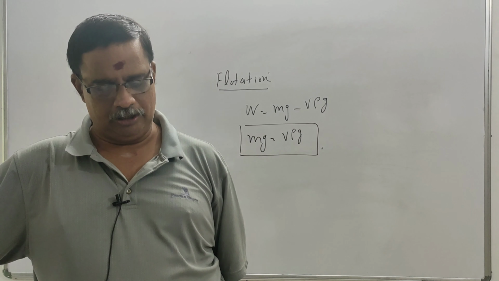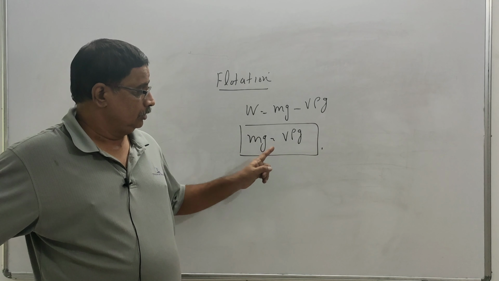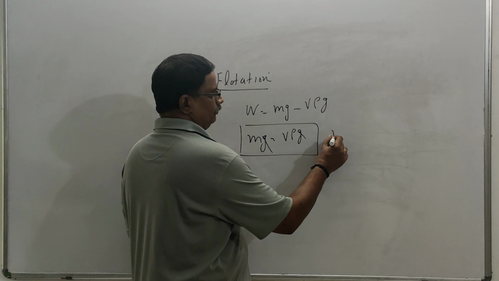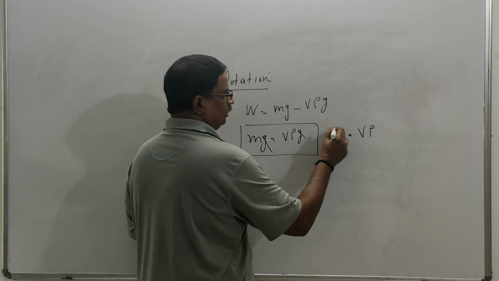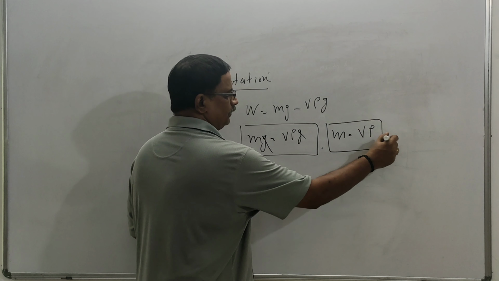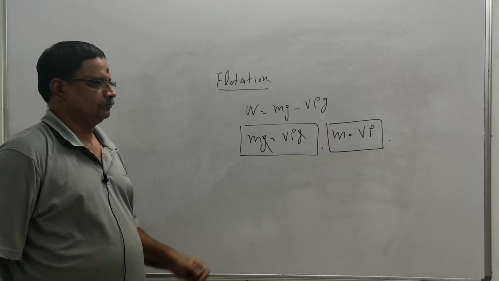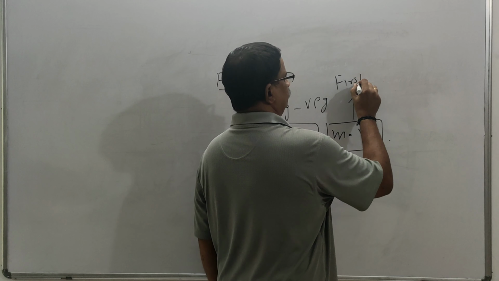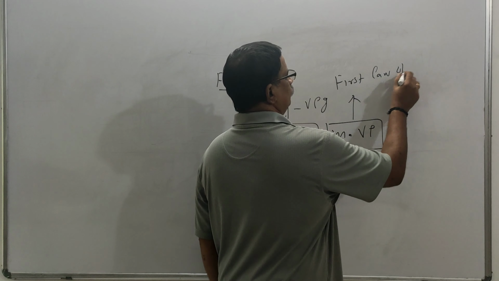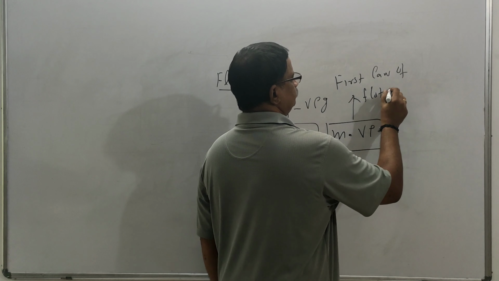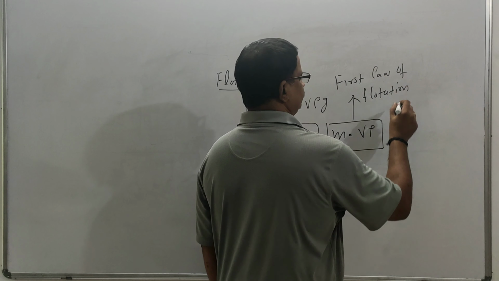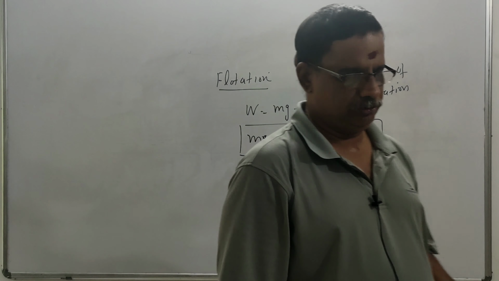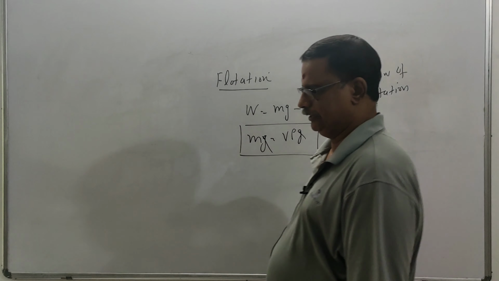Only when the upthrust and the weight become equal will the body float. Otherwise, it will not float. So you can cancel g on both sides. You come to an equation m equal to m dash, and this is also known as the first law of flotation. Very simple. Mass of the floating body equal to mass of the fluid displaced by the body. That is the first law.